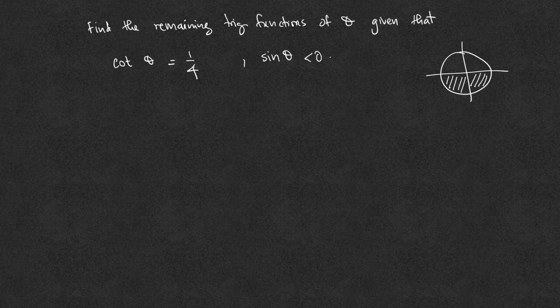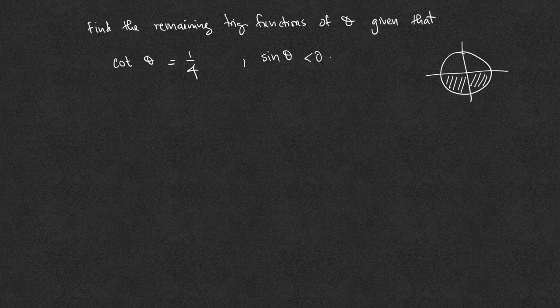As of now, with sine of theta being negative, we narrow down theta to be in the third or the fourth quadrant. We still need to get rid of one quadrant. Cotangent of theta is the reciprocal of tangent of theta, but if cotangent of theta is positive 1/4, then tangent of theta has to be positive 4 over 1.